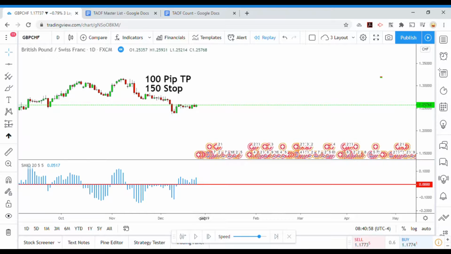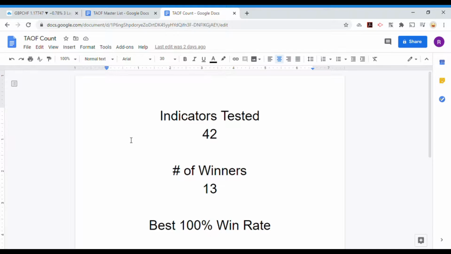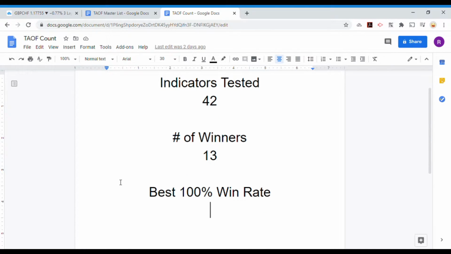Alright, as I said, today we will be testing the SMI Ergodic Oscillator indicator, and we will also be touching base on a few tips for beginner traders. But before we do, I wanted to put the indicator scoreboard up for everyone to see. So to date, we have tested 42 indicators. And out of those 42 indicators, we have found 13 that have been winners, which means that they have met or exceeded the 60% win-loss ratio threshold that we have set.